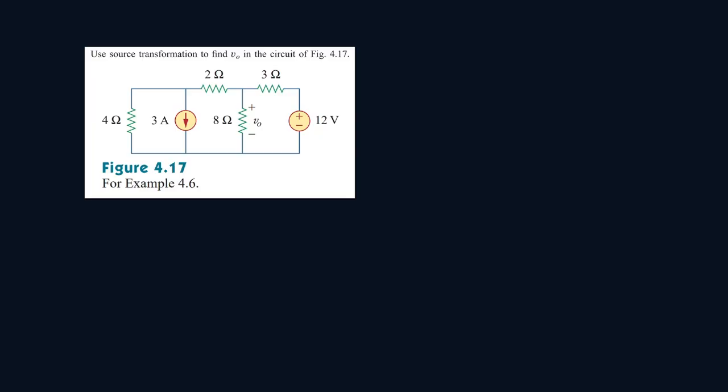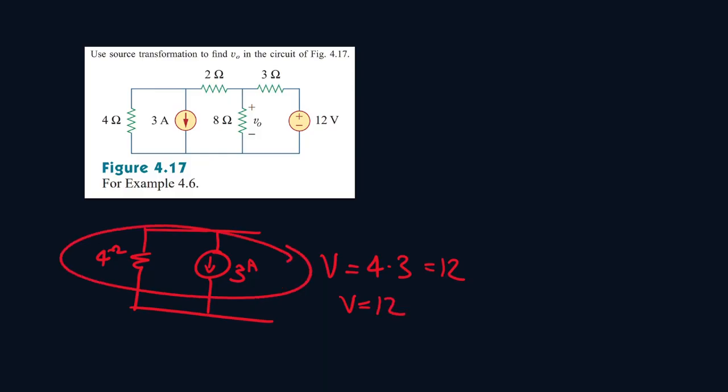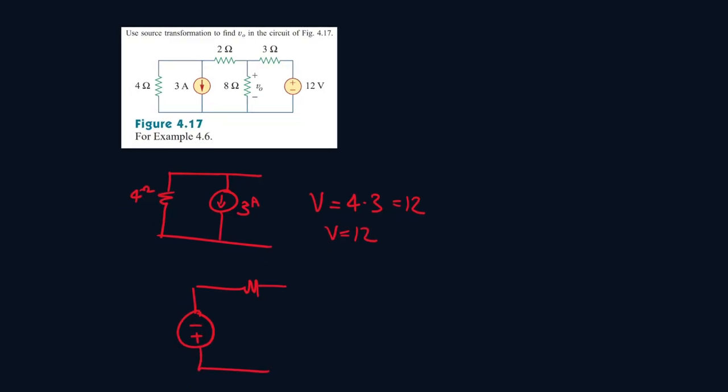So we have a 4 ohm resistor here, and then a 3 amp current here. What I can do is combine these two. If I combine 4 times 3, I get 12, and a resistor times a current gives you a voltage. Okay, so I have a voltage of 12 if I combine these two. So I could rewrite the circuit like this. This will be 4 here, and this one will be 12.